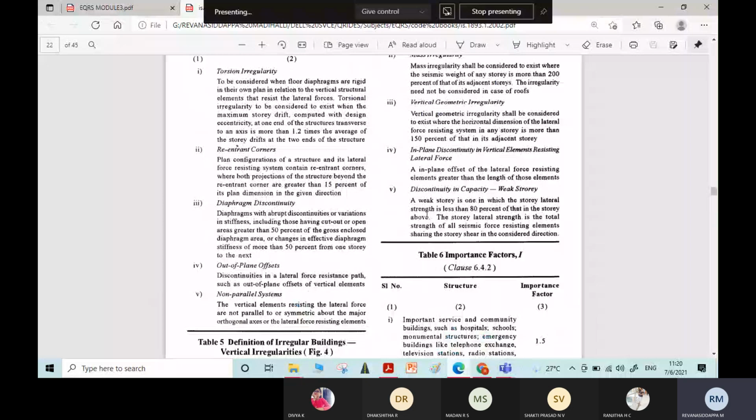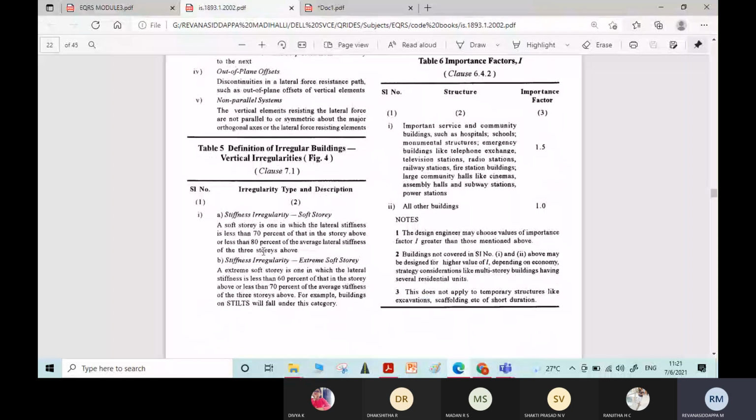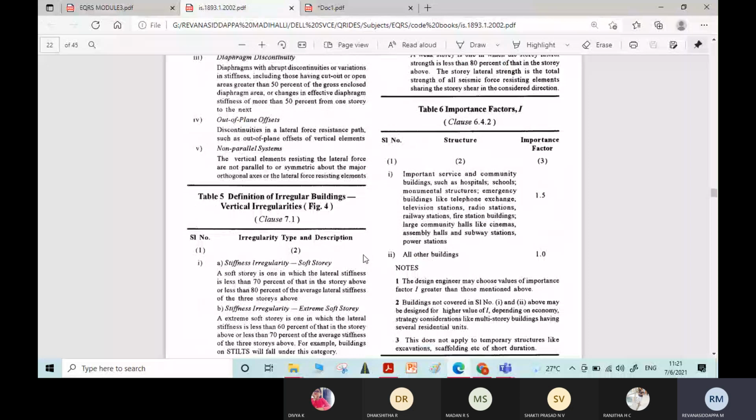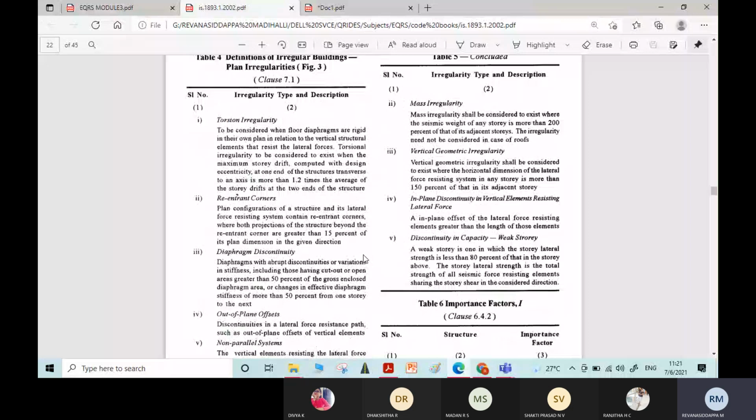How is it defined? If the strength of one particular floor is less than 80% of the neighboring floor, either the top floor or the bottom floor, then it is considered as discontinuity in capacity, or the weak story. So this is how the vertical irregularities are defined with respect to the stiffness, mass, geometry, plane of the structural elements, and strength of the floor.